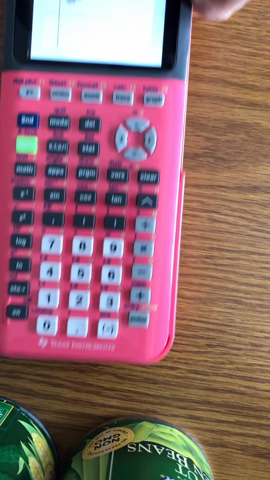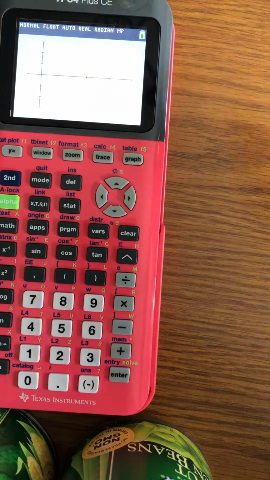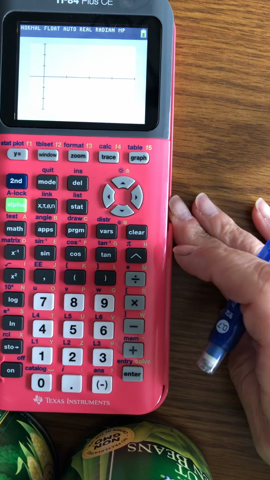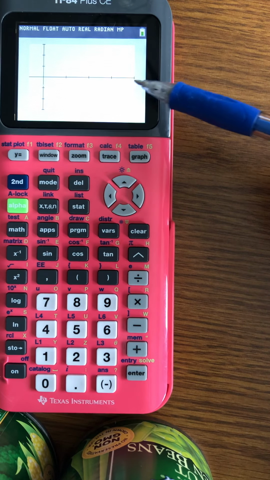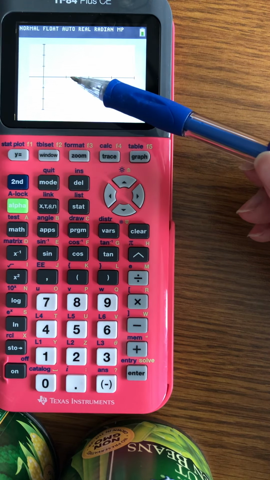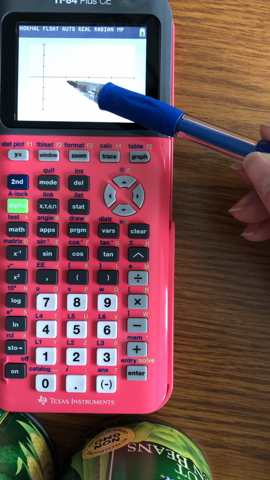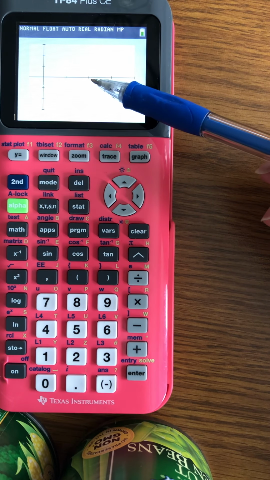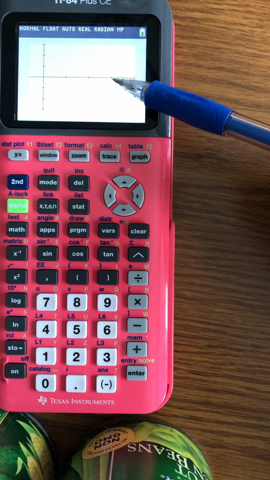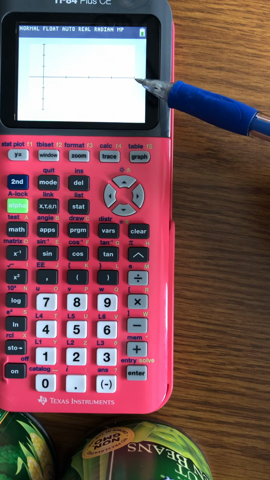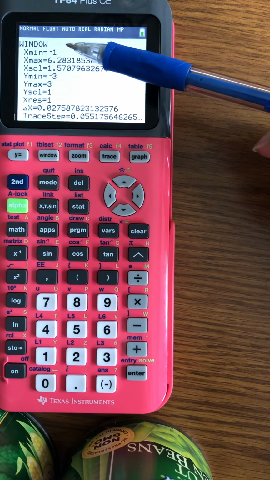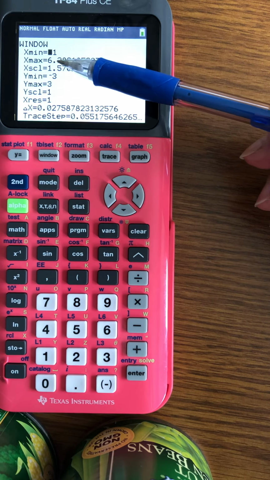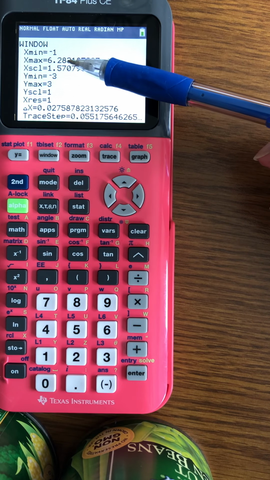To show you a better model of this, I'm going to switch to a graphing calculator. On this graphing calculator, you can see that the x-axis has 4 tick marks, 1, 2, 3, 4. On the x-axis, this tick mark represents pi over 2. This tick mark represents pi. This is 3 pi over 2, and this is 2 pi. I can also look at this in my window. I've adjusted my window to match these dimensions. 2 pi is actually in decimal form here.